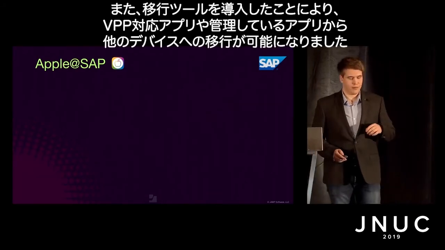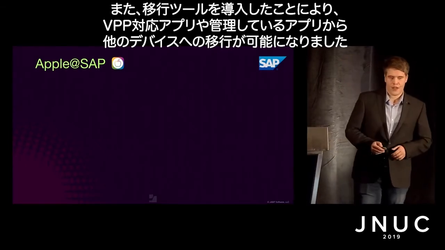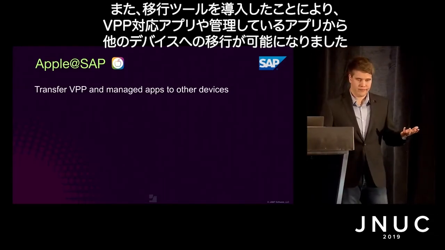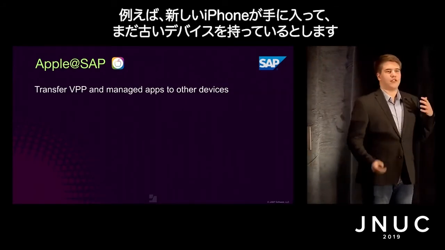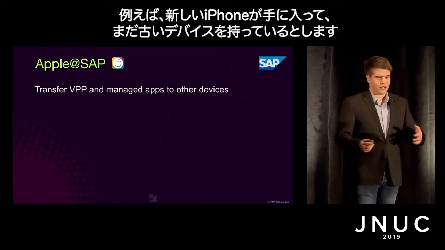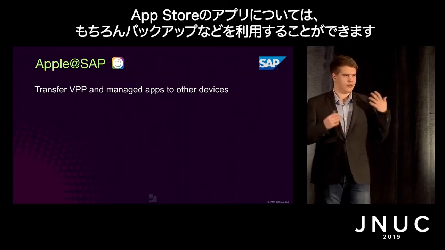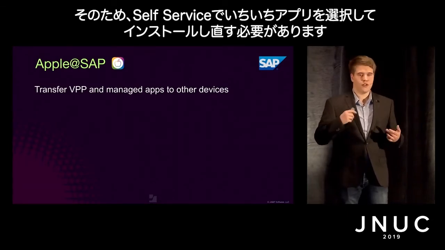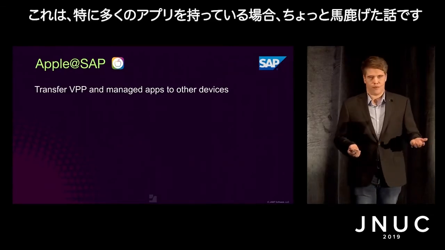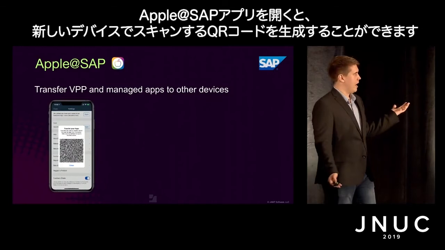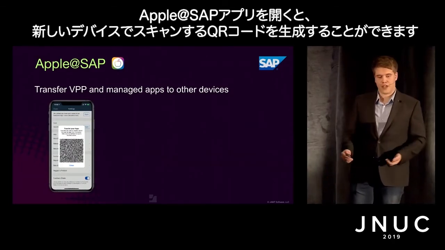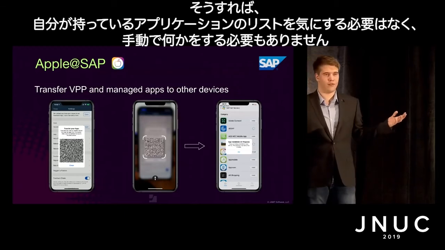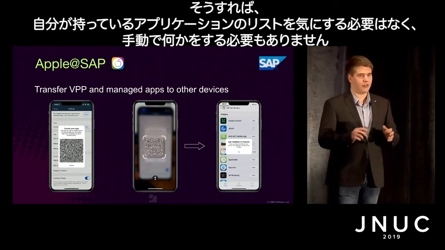A different feature that was actually implemented as a reaction of the migration tool is the transfer from VPP-enabled apps and managed apps in general to other devices. Imagine you're in a situation where you get a new iPhone 11 Pro Max, whatever, and you still have the old device. Now for App Store apps, of course, you can use backups and whatever, but the in-house apps don't come with that. So you would need to go into self-service and select every single app to install again. This is kind of stupid, especially if you have a lot of apps. Well, you could simply open the Apple SAP app and let it generate a QR code that you scan on your new device, and the new device installs every app that you had previously installed on the old device. So that way you don't have to worry about the list of applications that you have, and you don't have to do anything manually.